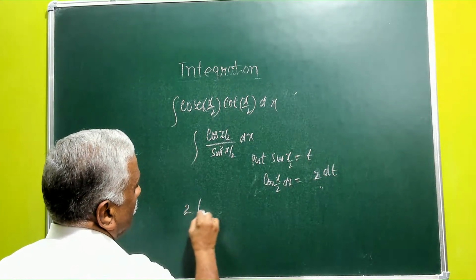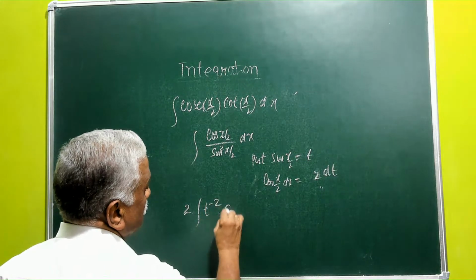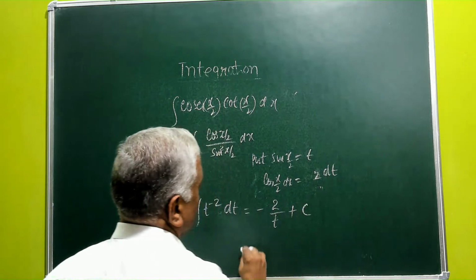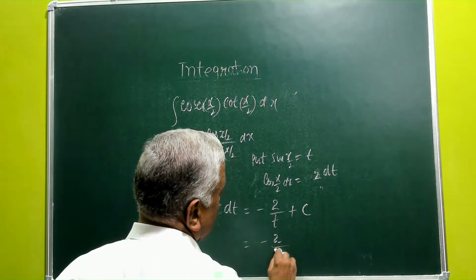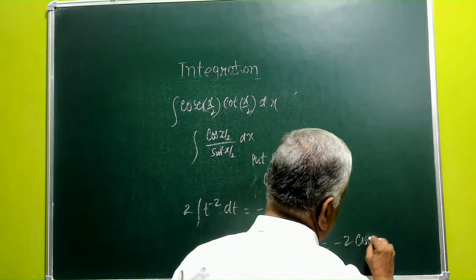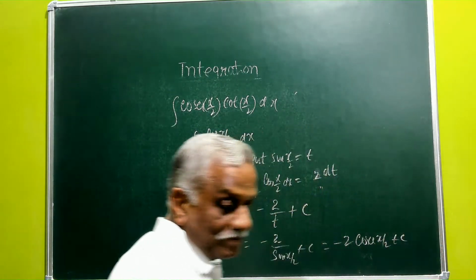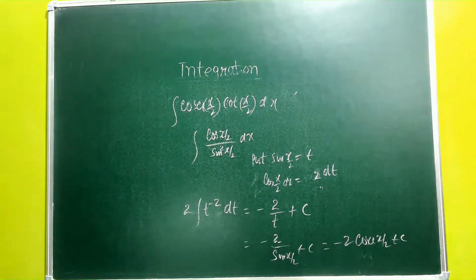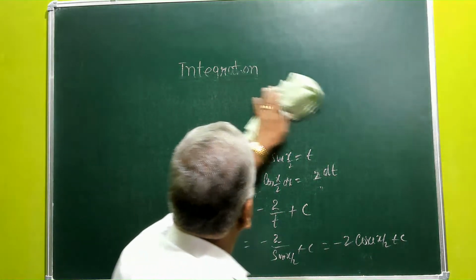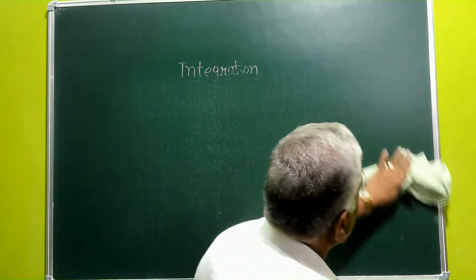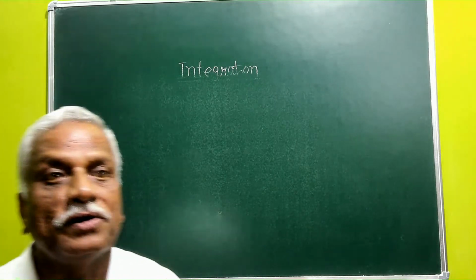This is 2 t to the power of minus 2 dt. That is 2 by t plus c. That is minus 2 by what is t? Sin x by 2, that's 1. Or you can write it as minus 2 cosecant x by 2 plus c. Let's go to the next problem. These are all problems where it is giving us some new methods, going a little deeper into the concept.